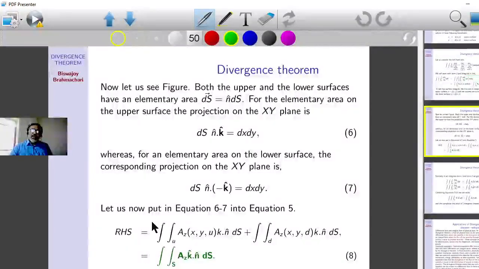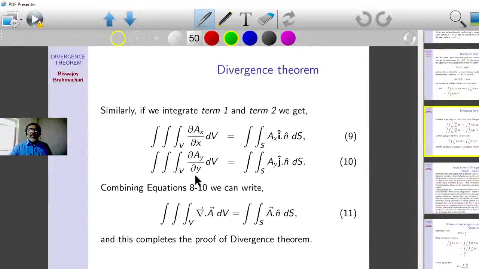So that means now there is a surface integral in the upper surface plus there is a surface integral in the lower surface. If we add these two, then the surface integral is over the whole surface, ds. The right hand side we get az n dot k ds.